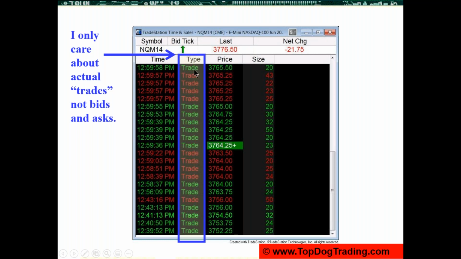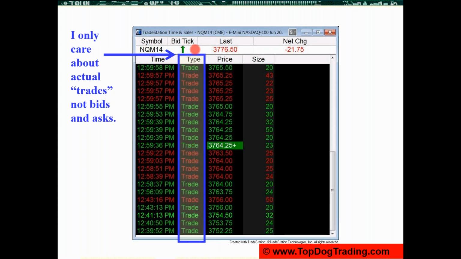Now, you might say, well, of course there was a trade, but in most of these time and sales windows, they will also plot the bids and the asks. And I don't want to see the bids and the asks. So you go into the settings of the time and sales window and you uncheck the box for bid, you uncheck the box for ask, and it won't show those. For our purposes here today, I don't want to see them.